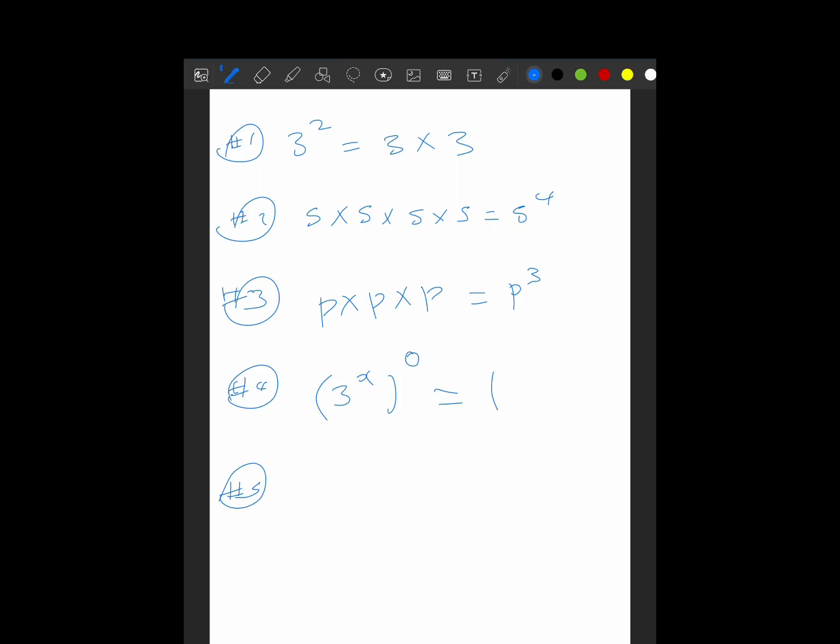Let's say you have 2 power negative 4. 2 power negative 4 can be written as 1 over 2 power 4. Make sense? And 2 power 4 can be written as 2 times 2 times 2 times 2, 4 times, and that's 16. So 1 over 16. But that's not what we are learning today.